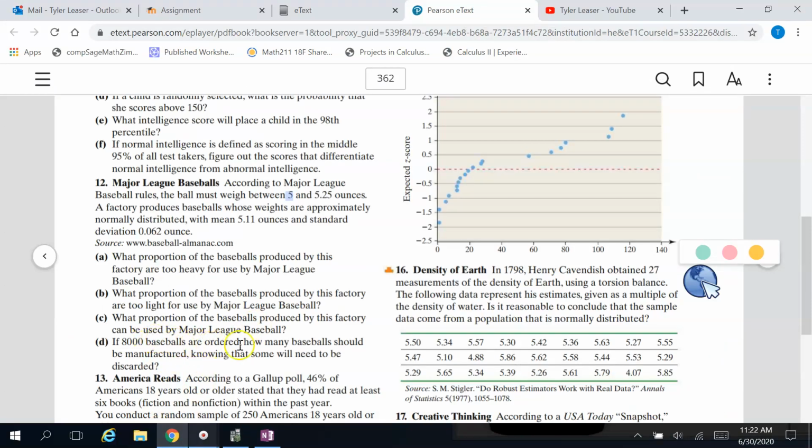If 8,000 baseballs are ordered, how many baseballs should be manufactured knowing that some will be discarded? This is a little bit more of an algebra question than it is a statistics question, but still cool. We know that only 95% of the baseballs are going to work, which means that we have to make more than 8,000 because we know that 5% of the baseballs we're going to make just aren't going to work.